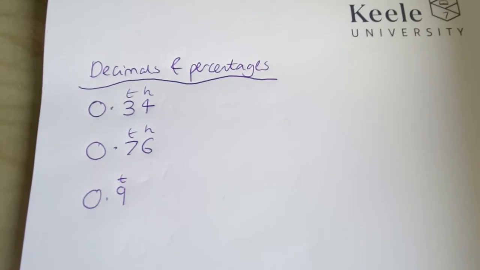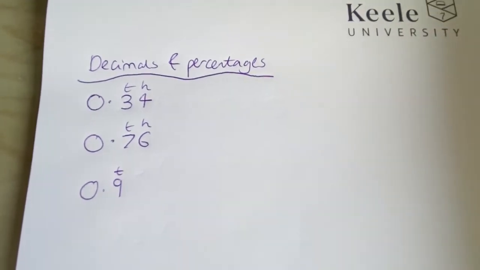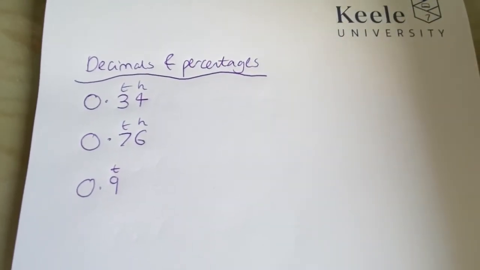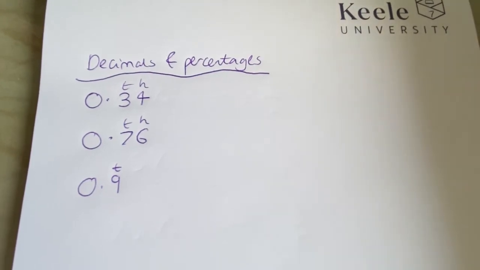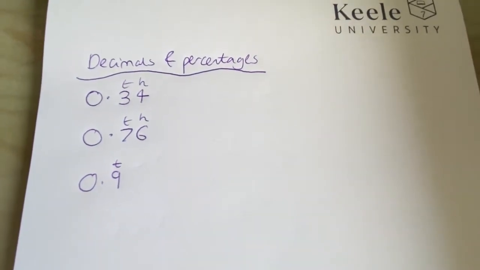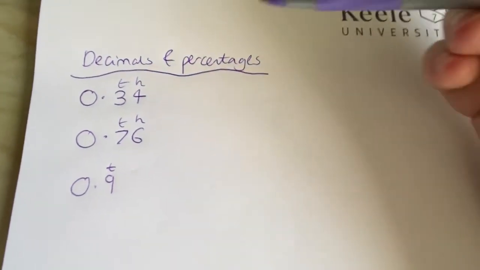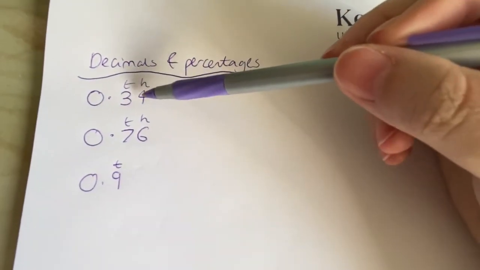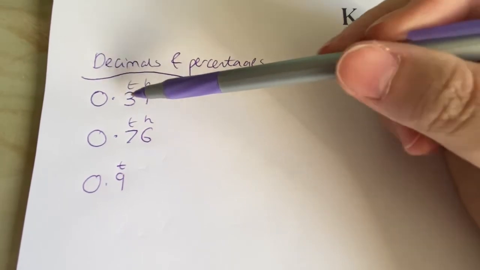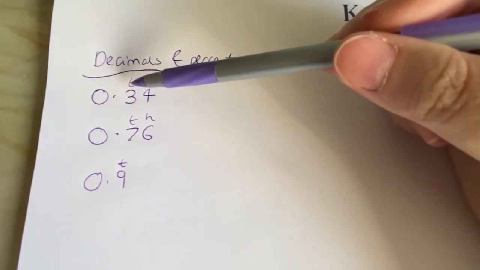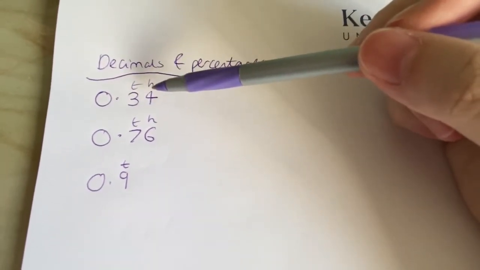Now let's have a look at decimals and percentages. Now we change between the two. So actually fractions, decimals and percentages are all ways of showing part of a whole. So it's really important to know how to change between all three of them. So here we've got 0.34. And here I'm using our decimal place value knowledge. So I know in this column after the decimal point is tenths, then we've got our hundredths.